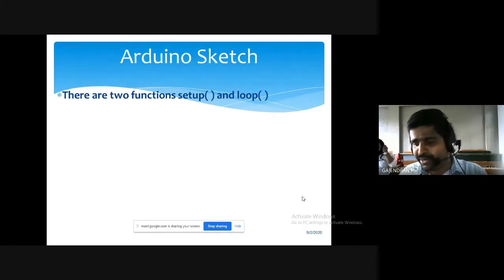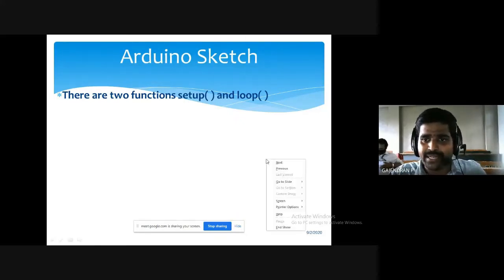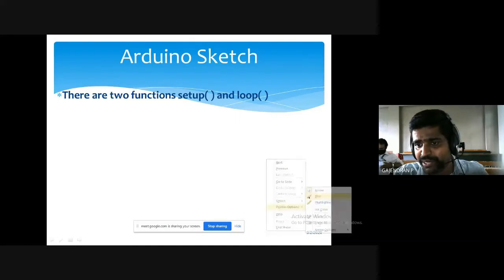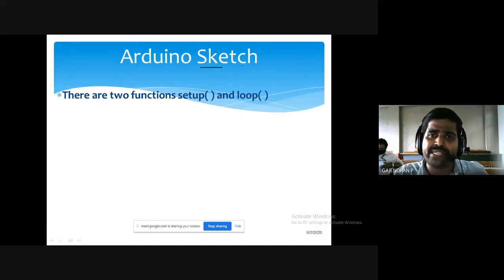See, the structure of the Arduino program, by default, is called an Arduino sketch. The designer who invented this gave it the name Arduino sketch. Sketch means like a pen, a color sketch. Okay, this is the structure of the program, the name they gave as a sketch.